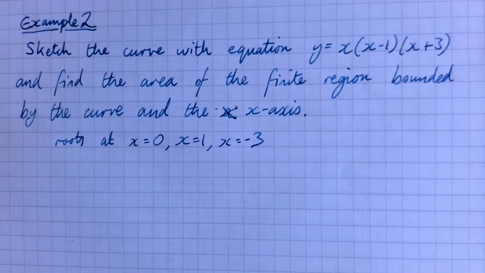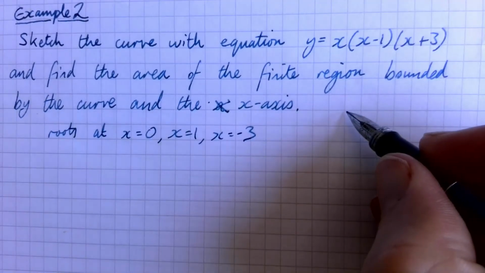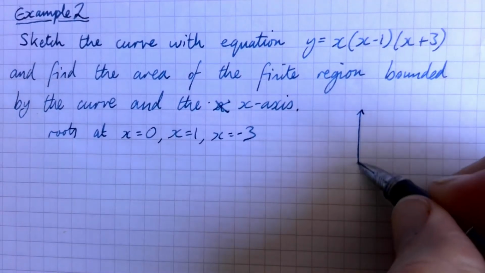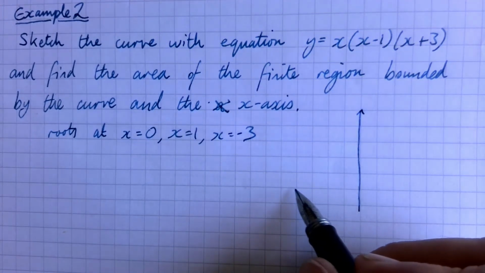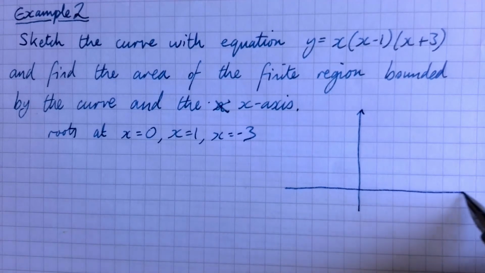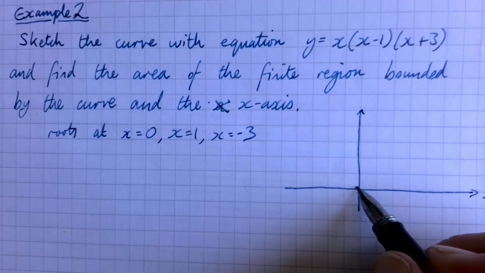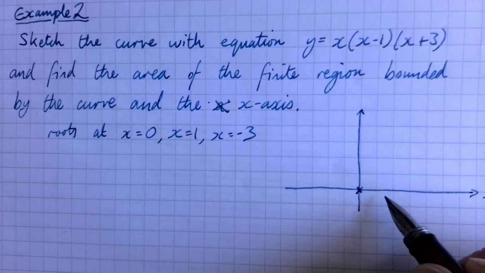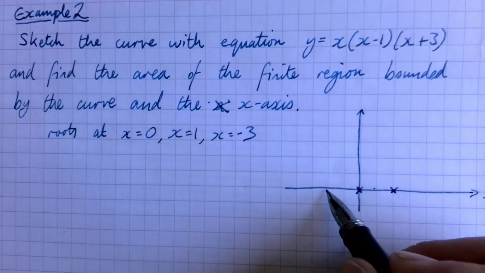And what that means is we're going to be able to make a sketch with our y-axis and our x-axis, and we know that it's going to go through 0, it's going to go through 1, but I'm going to make that a little bit bigger, and then negative 3, so that's 1.